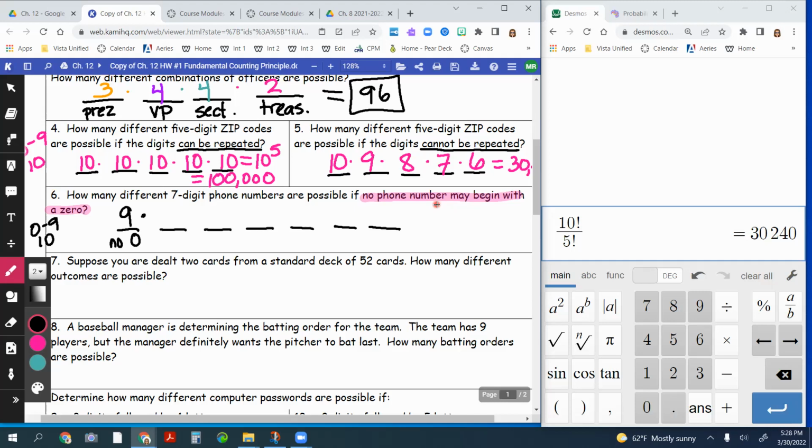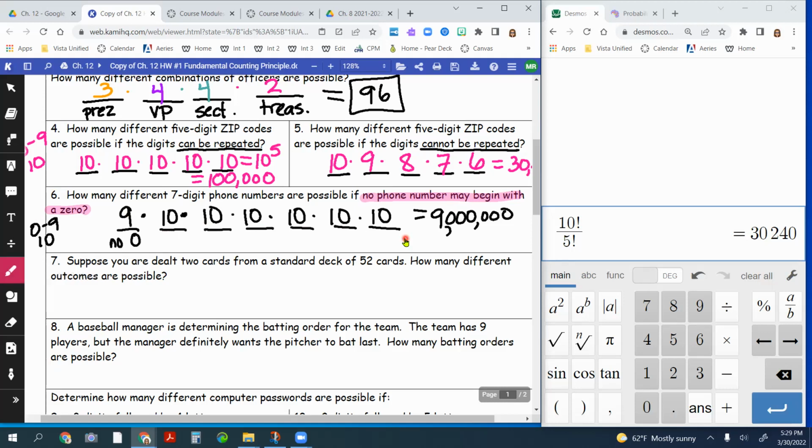Now, it's not saying we can't repeat. So for the rest, I can have all 10 choices. So I'm going to have 9 times 10 to the sixth, which is going to be 9 with 6 zeros. So 9 million different phone numbers.